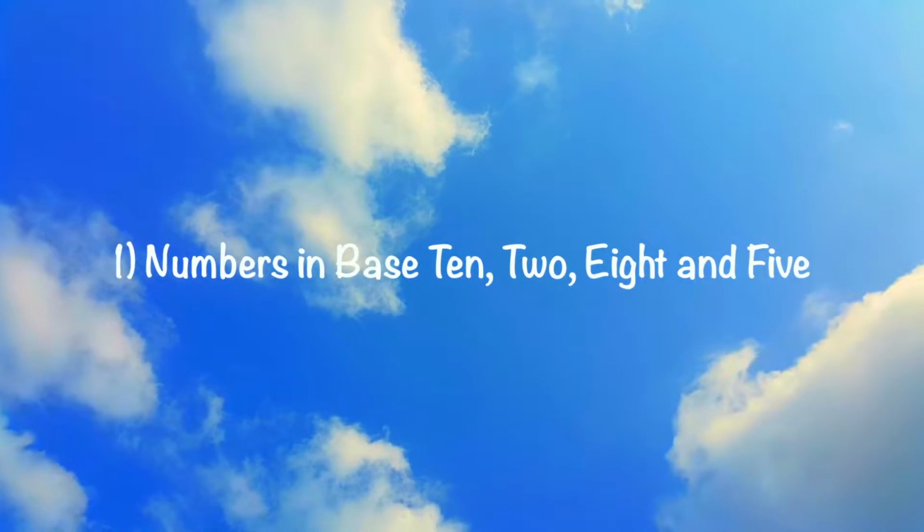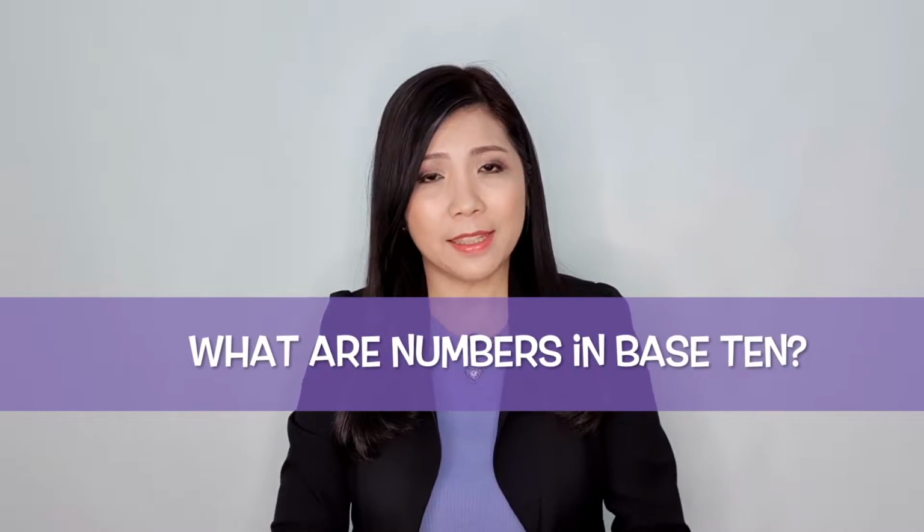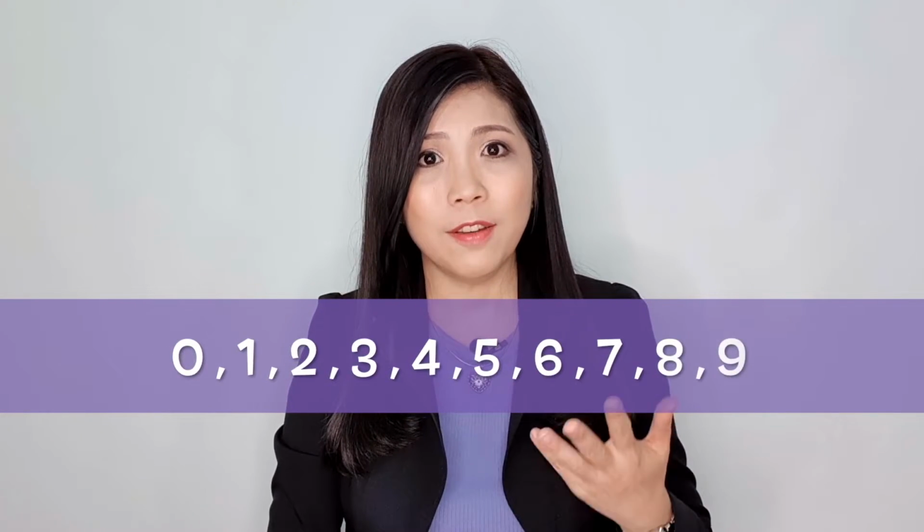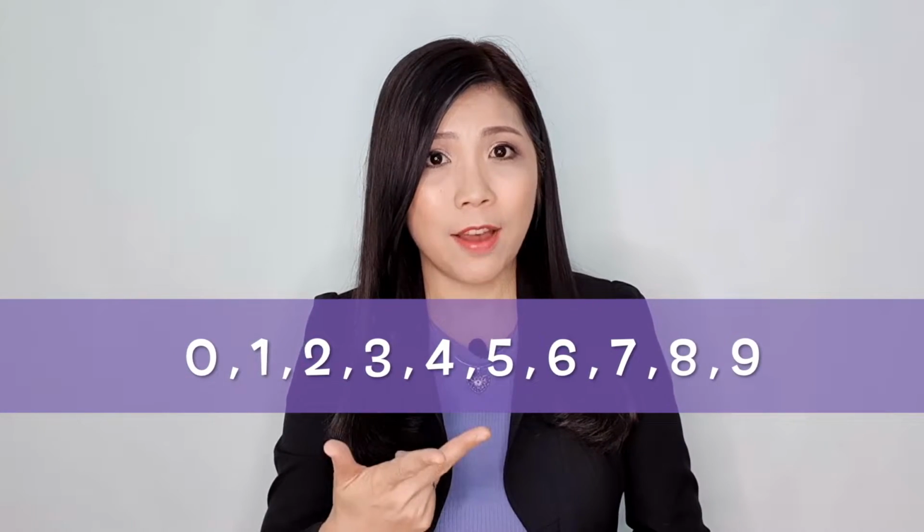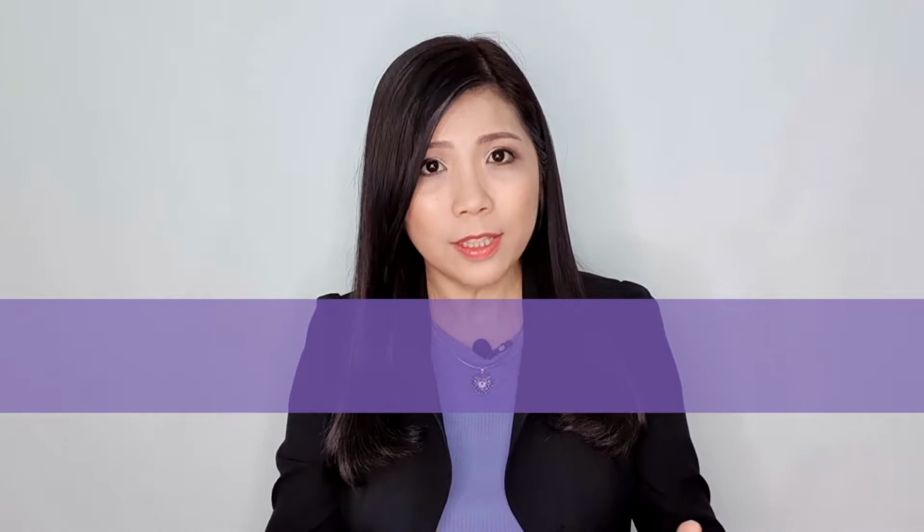Let's take a look at the first part of number bases. What are numbers in base 10? Numbers in base 10 are digits that we use in our daily lives. The 10 digits in number base 10 are 0, 1, 2, 3, 4, 5, 6, 7, 8, 9. So all these digits are in number base 10.